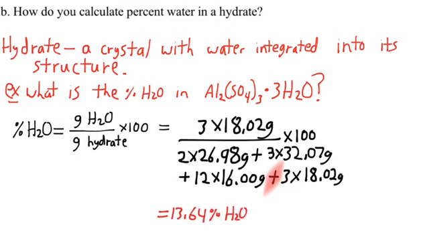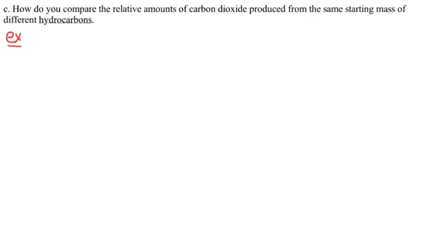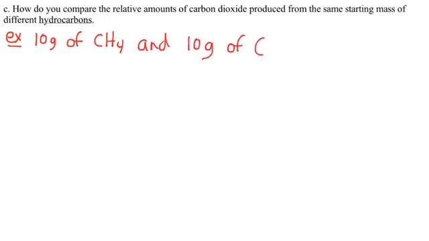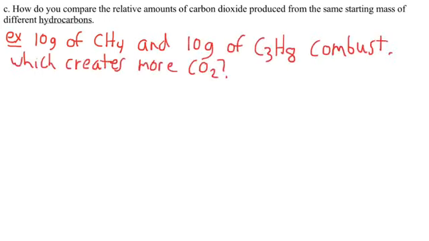Okay, so you wind up with 13.64% water. Here's an application of the percents. So let's say we have 10 grams of 2 compounds, and we know their formulas, and they're going to burn. They're going to combust, like we talked about in class, reacting with oxygen, which creates more CO2.